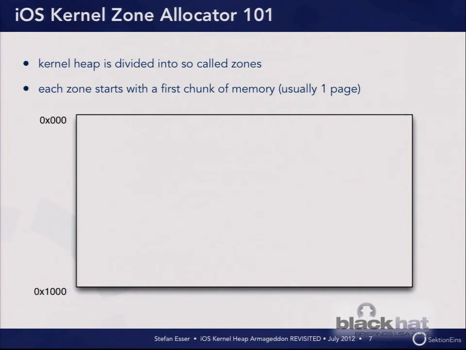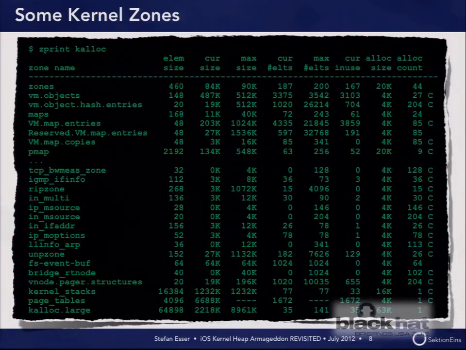When you want to see what zones exist, there's a tool called zprint, which also works on macOS. When you execute that command, it will show you all the zones, and you can see a lot of information about each zone. First, the name of the zone, the size of the elements in the zone, the current size of all the memory allocated to the zone, the maximum size for this zone, the number of elements, the maximum number of elements, how many of these elements are in use at the moment, and the allocation size.